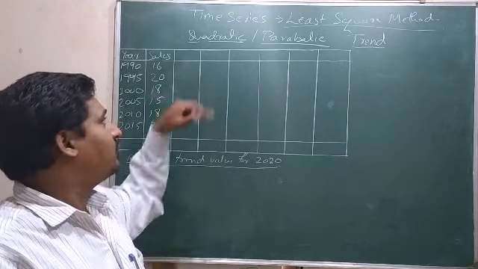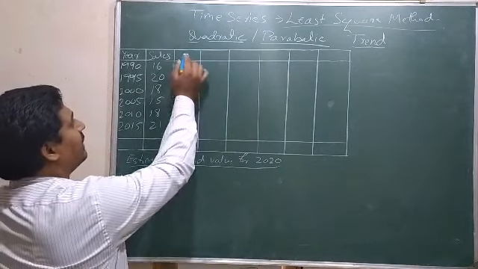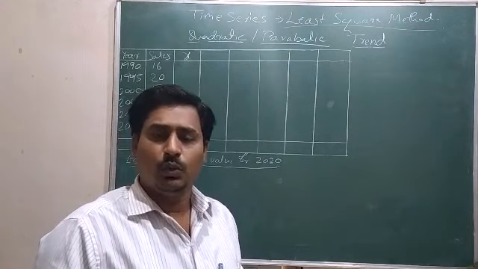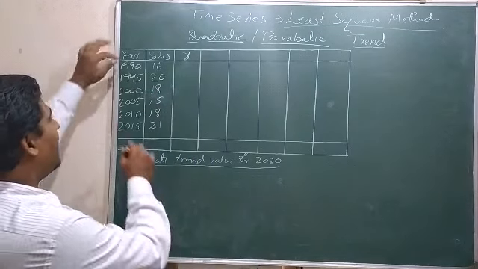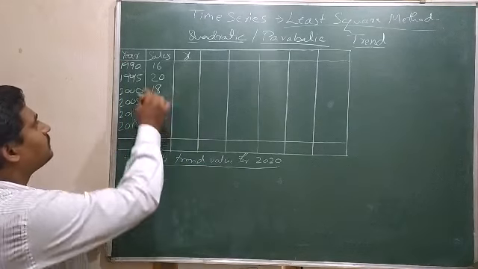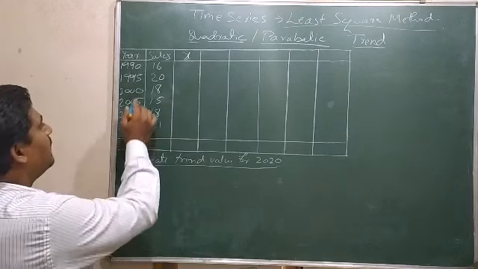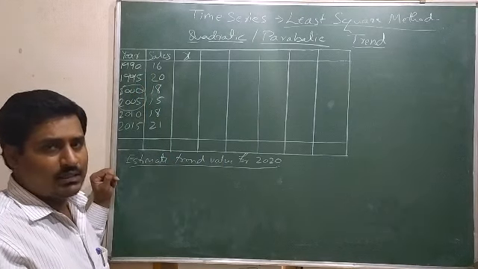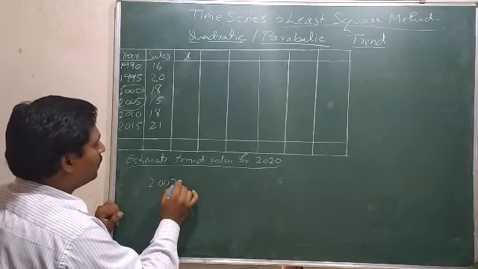Here we have to take the x column first. So how do we find the x values? As we discussed for a straight line trend, in a similar way, first take the average of these 6 years. The middle years are 2000 and 2005, so the average year will be 2002.5.